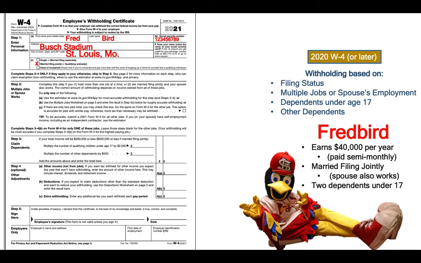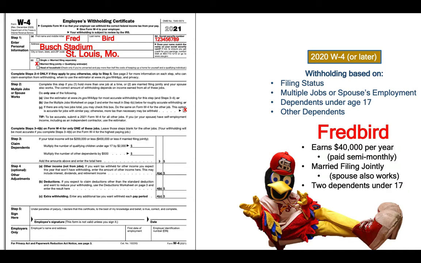Do the same on Form W-4 for the other job. This option is accurate for jobs with similar pay. Otherwise, more tax than necessary may be withheld. So he's going to check the box. We're going to do this example as having checked the box.